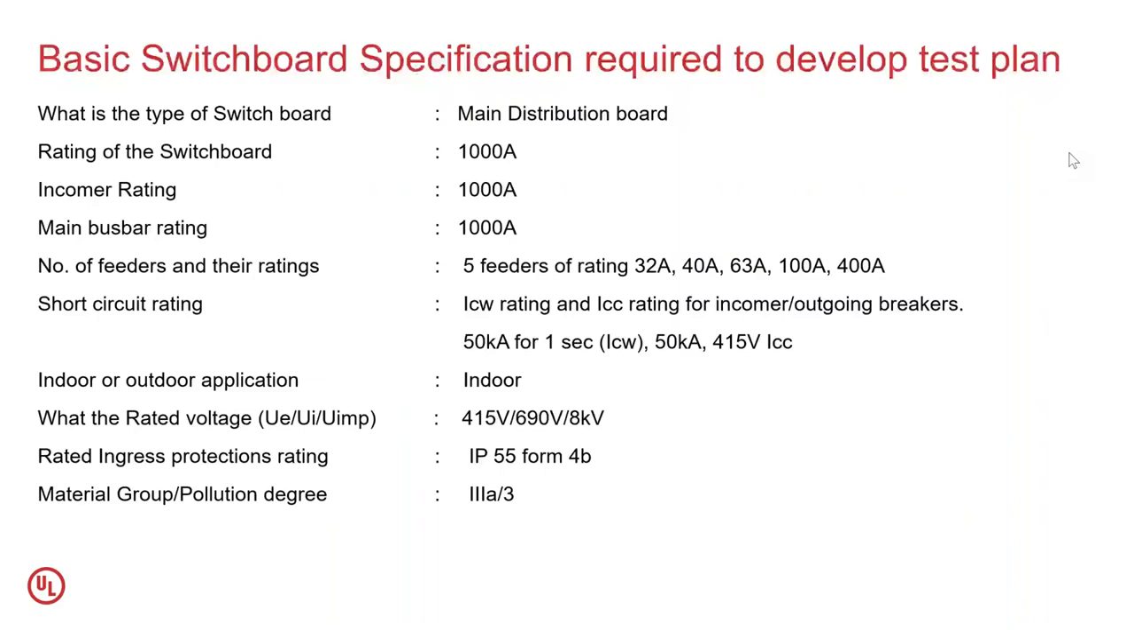What is that? Here is the thing. The basic switchboard means what type of house it is, meaning MDB, SMDB or DB. What is the rating of the switchboard? For example, 1000 amps. What is the father rating, the incomer rating? Maybe 1000 amps. What is the main bus bar rating? Maybe 1000 amps. Number of feeders: how many kids do you have in the switchboard? For example, 5 feeders: 32, 40, 63, 100, 400 amps.